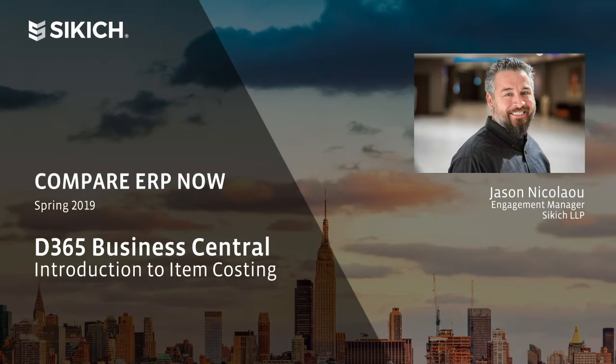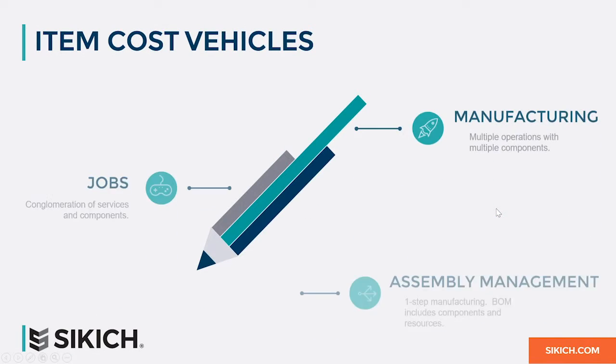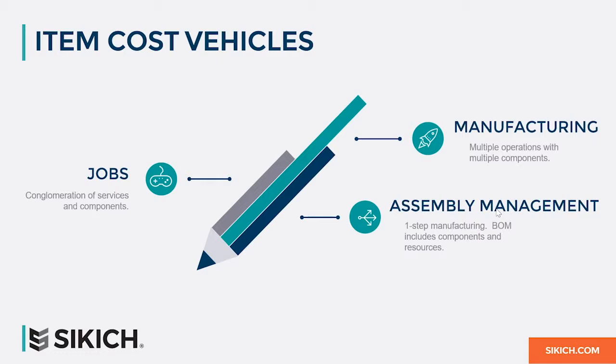Let's start with a little review on the costing side. Inside of Business Central, we can collect costs related to labor, material, overhead, and general expenses. The vehicles for collecting this information are called jobs, manufacturing, and assembly. Jobs are projects. They can be one project or multiple jobs inside of one project. A job captures production labor and materials along with non-production activities like sales expenses, engineering costs, installation, and service.